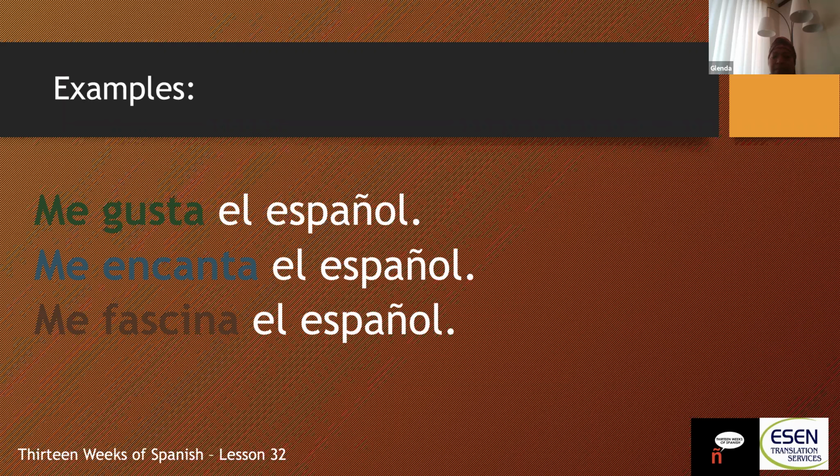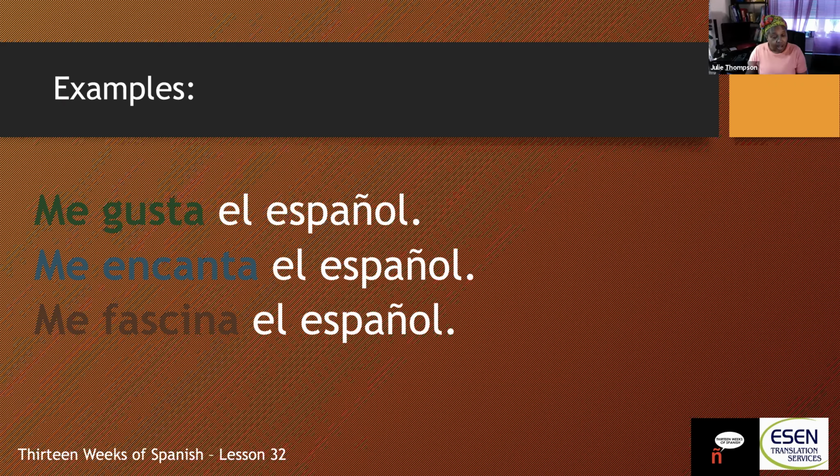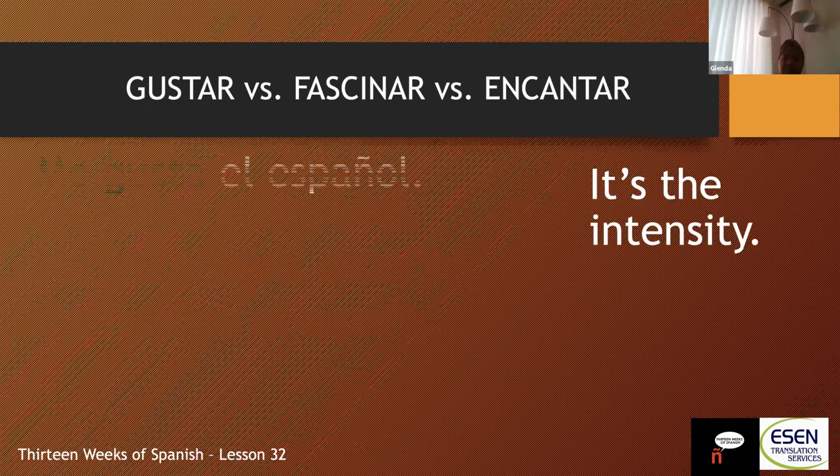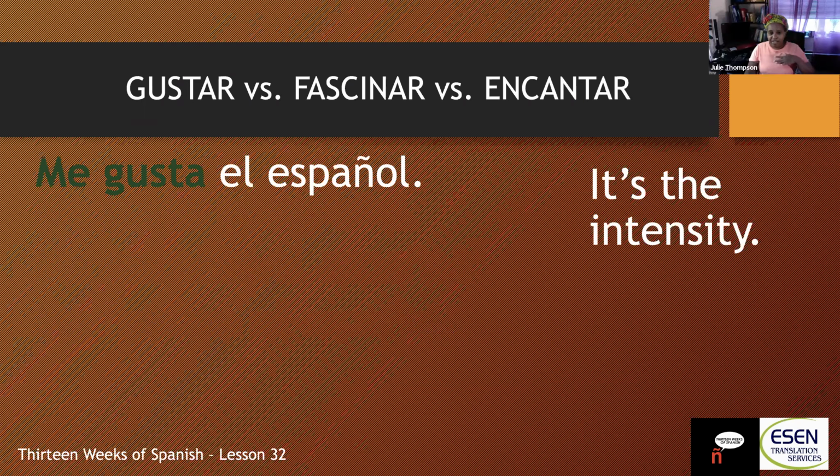Now notice español is at the end, but español is controlling the verb in Spanish. However, in English, I like Spanish, I'm fascinated by Spanish, I'm enchanted by Spanish. Or I like Spanish, I love Spanish, I absolutely love Spanish. What's the difference? It's the intensity. So me gusta español is the lowest intensity.